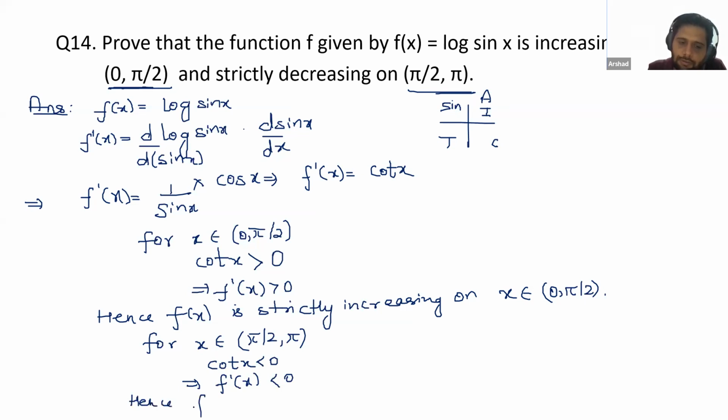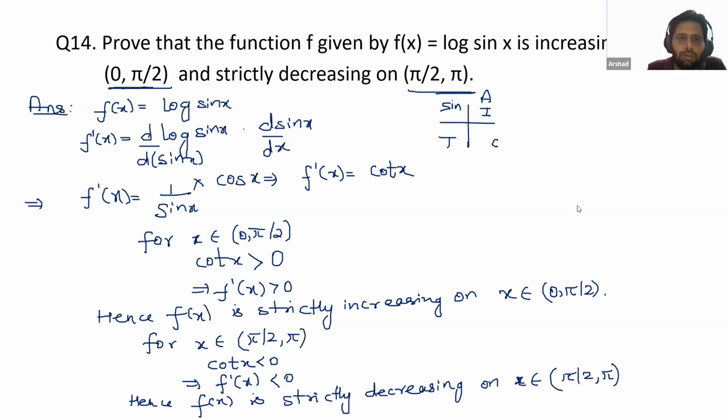So this means f dash x is less than 0. Hence, f(x) is strictly decreasing on x belongs to pi by 2 to pi. Okay. So please note this down, all of you. Raise your hands once it is done so that we can start the next round. Okay, Fahad, very good. We will do one last question after this and the class is over.